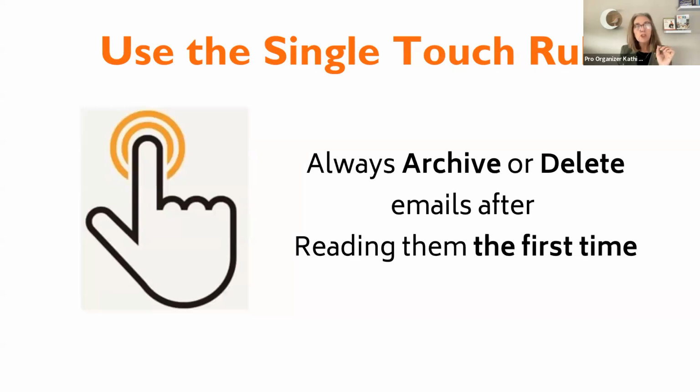So just like paper, you've heard me say this all the time about paper, touch it once, right? I want you to use a single touch rule. I want you to either archive or delete emails the first time you read them. Now, how do you do that? Because guess what? You're going to actually read the whole entire email to figure out what you're going to do with it.